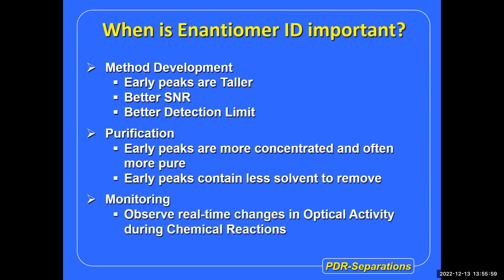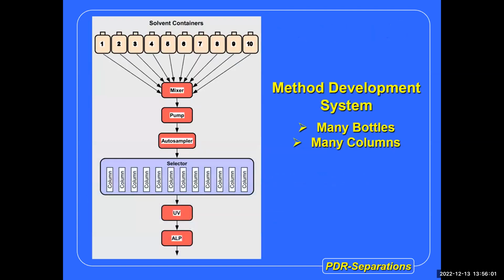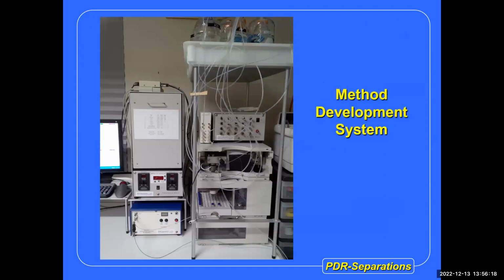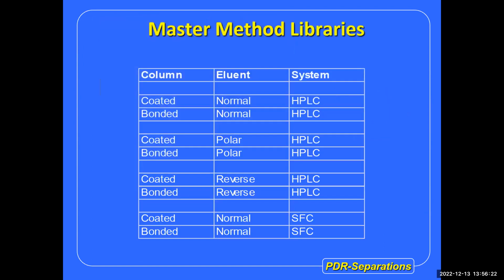A method development station, in my experience, contains many bottles and many columns, as you see here. In fact, in our lab, we use 20 bottles in our eluent mixer and 24 columns in our column selector. So we believe in a mass approach. Here's an example of our method development station. We build master method libraries, been using them for many years.